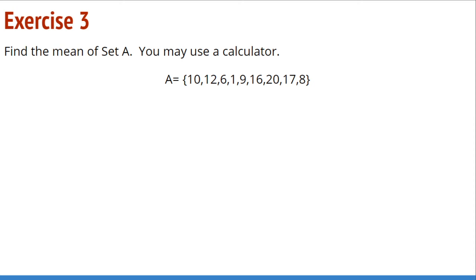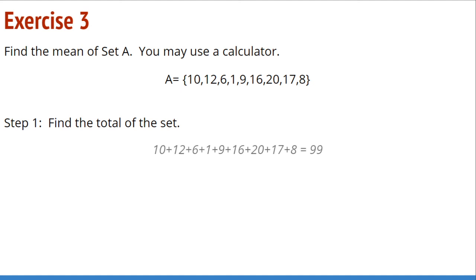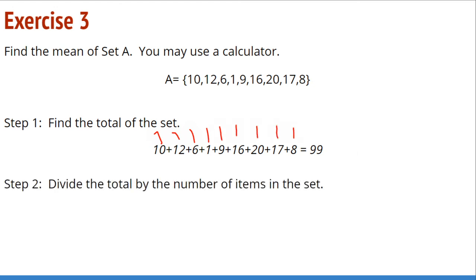All right, exercise 3. Find the mean of set A, and you may use a calculator, so add all the numbers together. Pause, add them up. So we total them up and we get 99. And we've got 1, 2, 3, 4, 5, 6, 7, 8, 9. And so 99 divided by 9 gives us a mean of 11. The mean of set A is 11.